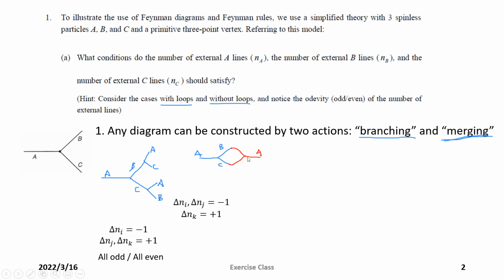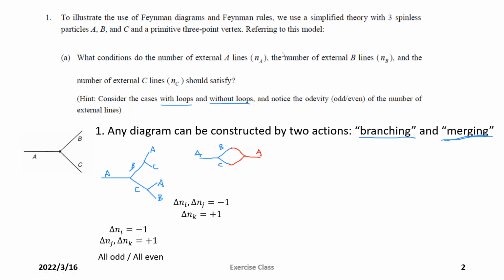But at the same time, there's a new A external line. So the number of A lines will increase by 1. So in general, when we merge two different kinds of external lines, there will be 2 types of lines which will decrease by 1, and the other type of line will increase by 1. So it still preserves the condition of all odd or all even.